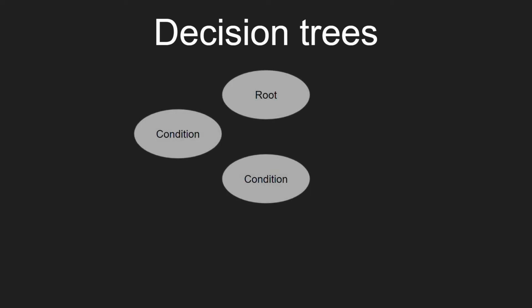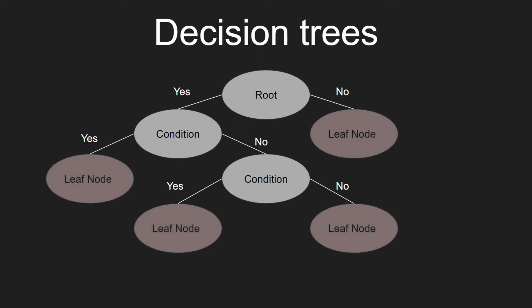A decision tree is a flowchart-like structure, where every internal node represents a question or a condition. The branches represent the outcome to the question. The end of the branch that doesn't split anymore is a decision, or the leaf.